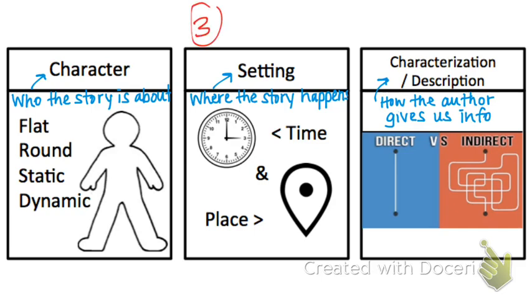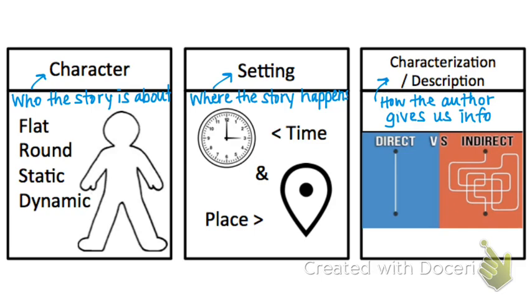Our third element is called setting, and that is where the story happens, where in time, where in the world, or in a fictional world, like the place, time in the year, because those all influence different things that can happen in the story, and we'll talk a little bit more about that in a second.